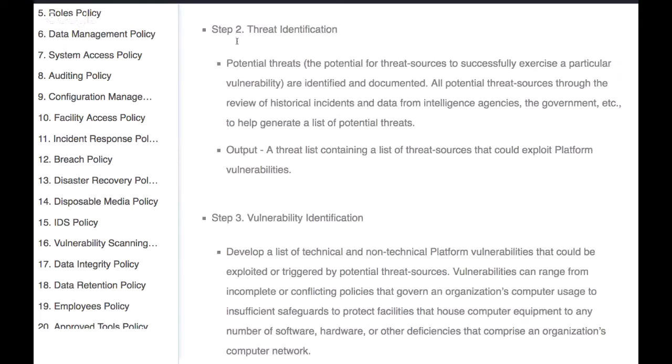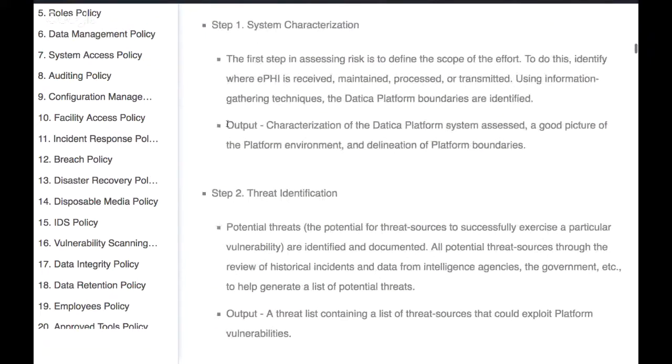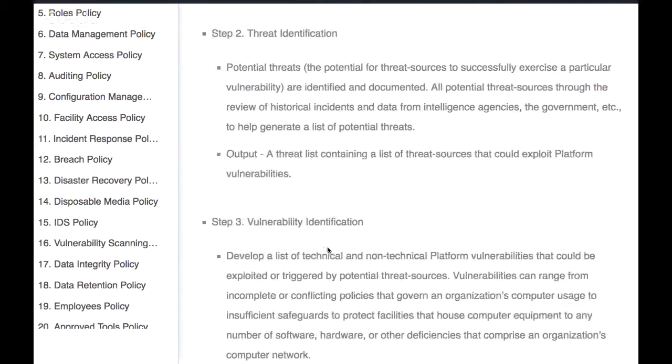Step 2. Once the initial scope is defined and an output created, step 2 is threat identification. So let's say we are getting data via SFTP. We have to see how to identify potential threats when someone is sending data using SFTP. So potential threats, the potential for threat sources to successfully exercise a particular vulnerability are identified and documented.